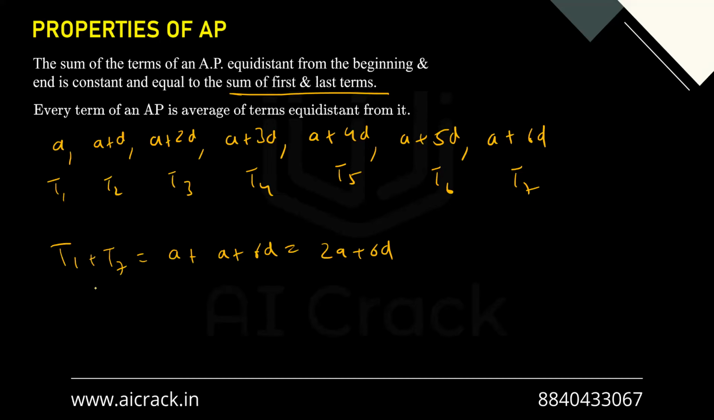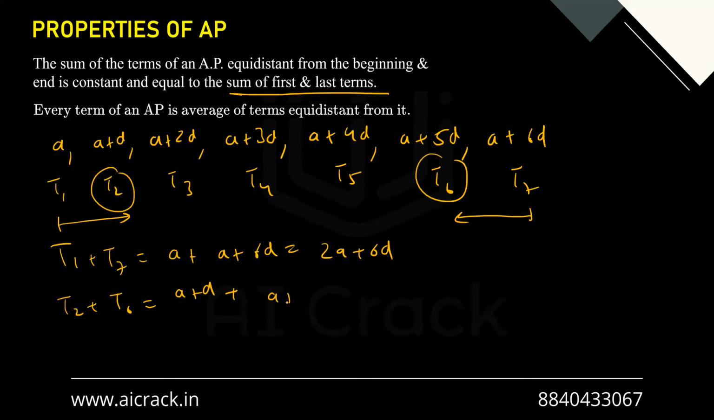This is the summation of first and last term. And what we have to do, we have to go equidistant from the beginning and the end. So let's say we are moving 1 unit from the beginning and also 1 unit from the end. So what we have got? T2 and T6. So if we add T2 plus T6, what we'll get? We'll get A plus D plus A plus 5D. What we have got? We have got 2A plus 6D once again.